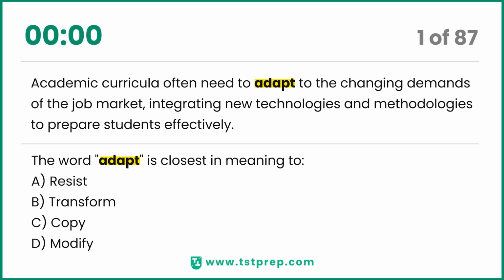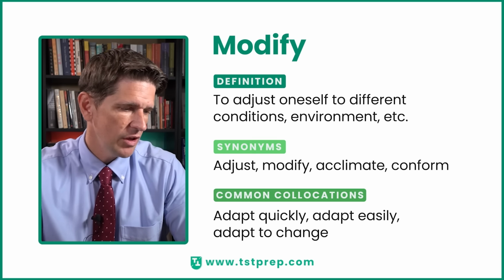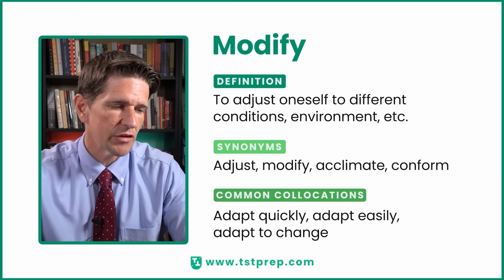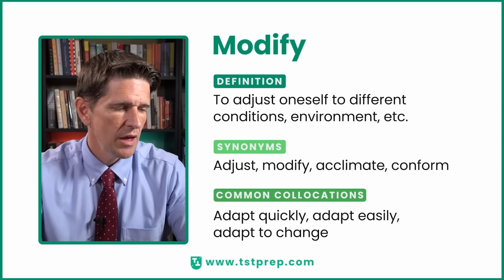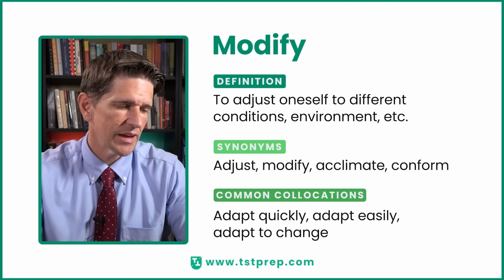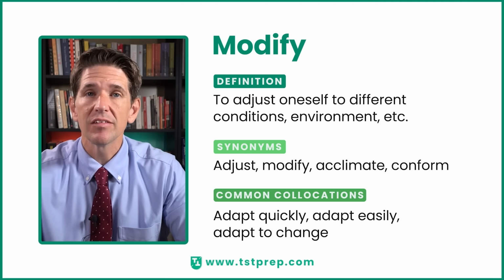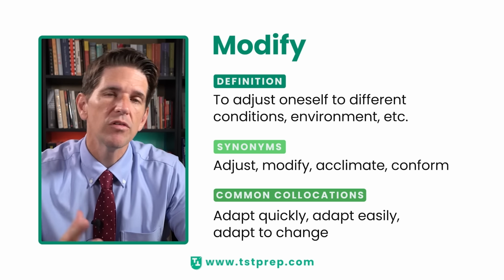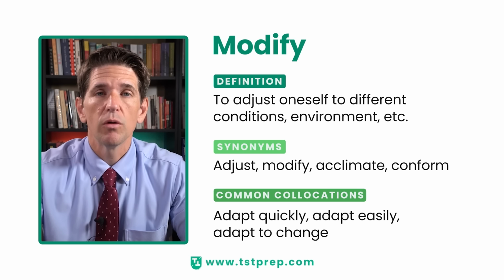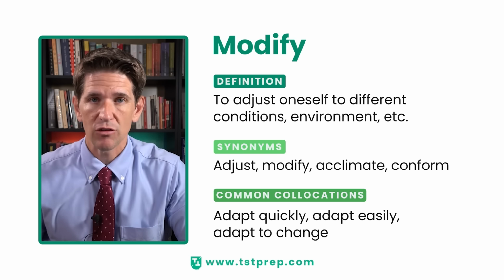And the correct answer is to modify. And that's what adapt means. It means to change, to adjust oneself to different conditions or environments. You might see this with collocations like adapt quickly, adapt easily, adapt to change. And we see this a lot in biology when talking about animal adaptation.